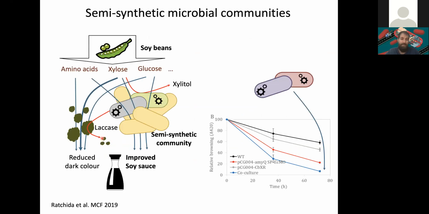And the example I selected from the project I'm running at the moment in this area is a semi-synthetic microbial community where we work with soy sauce production. Soy sauce is basically made by a double fermentation by a microbial community. The first fermentation is made by Aspergillus, taking the soybean biomass and converting it into amino acids and sugars. And then there is a second fermentation where a complex microbiome made of a lot of bacteria is able to convert all these nutrients into soy sauce.